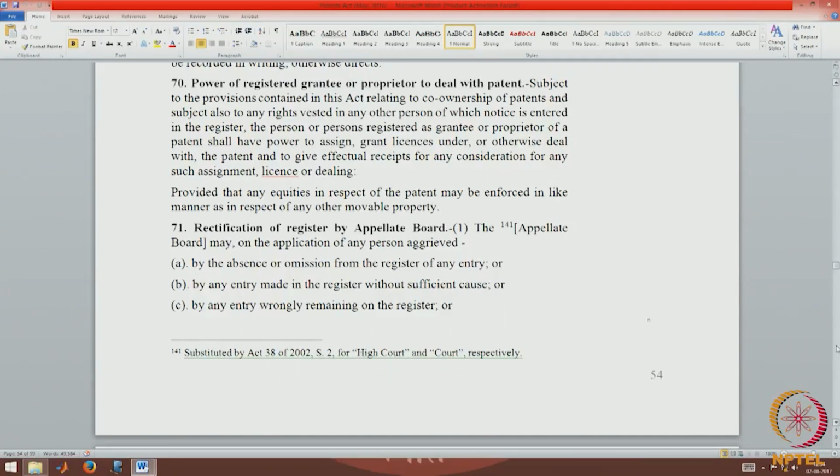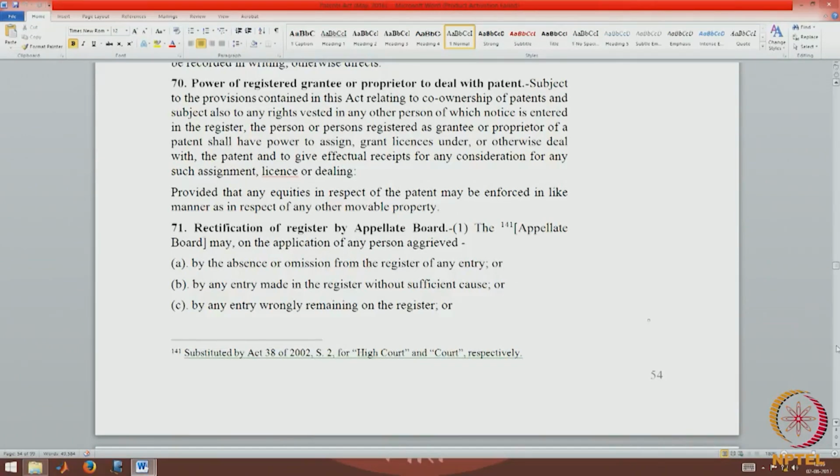Now, we had already mentioned in the context of section 68 and 69 that there are absolute rights in a patent. If you are entitled to an absolute right, then your name gets changed as the grantee or the proprietor. You could be a co-grantee or a co-proprietor, but your name gets changed as the grantee or the proprietor. If you are only entitled to a limited right like a license or the mortgage, then the register will only have a notice of your mortgage or your license. It will only have a notice because you don't become the proprietor or the grantee.